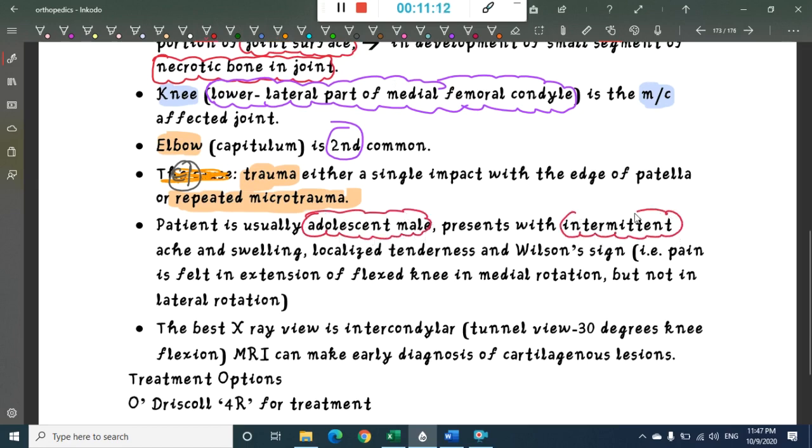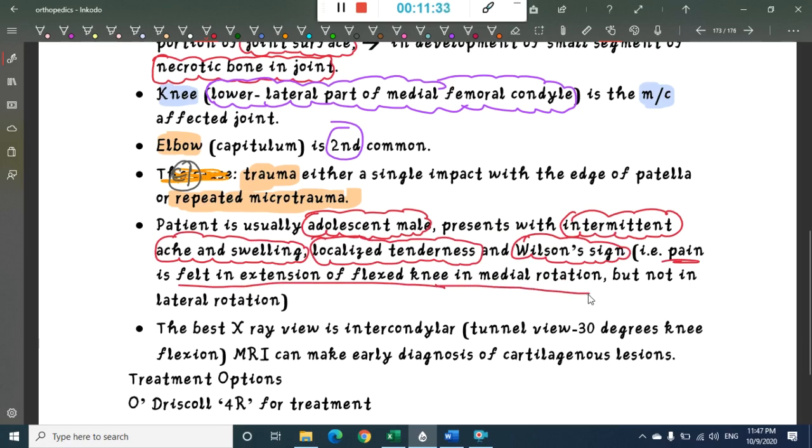The patient here is usually an adolescent male, and he has intermittent aches and swellings over the joints, and there will be localized tenderness over the joint. There is a sign called Wilson's sign. What is this Wilson's sign? Pain felt on extension of the flexed knee in medial rotation. When he flexes the knee and then tries to extend it in medial rotation, if he feels pain, then we call that Wilson's sign positive.